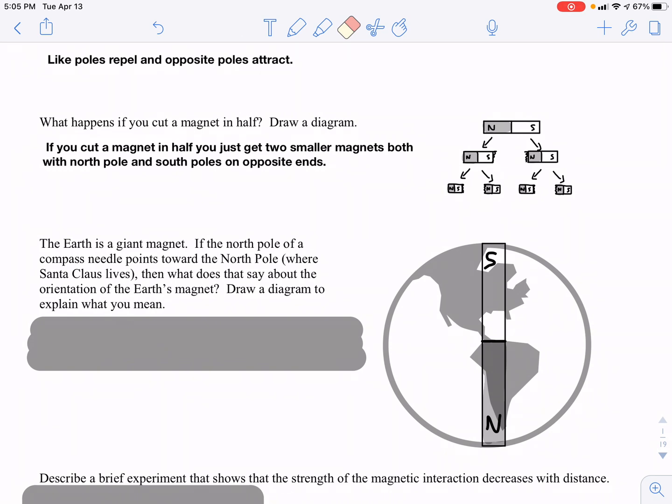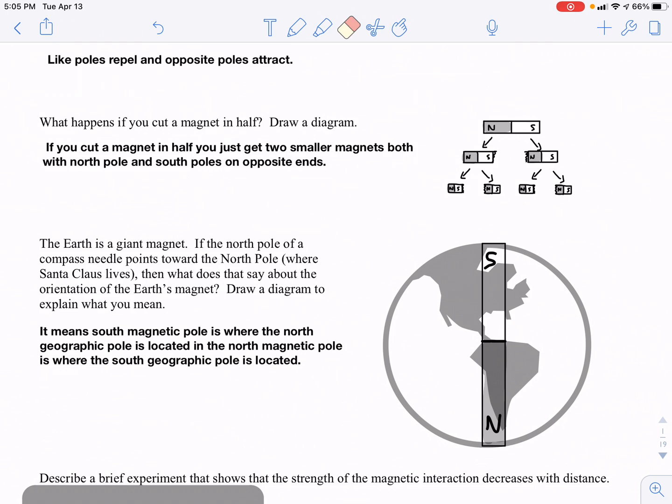The Earth is a giant magnet. If the north pole of the compass needle points towards the North Pole, where Santa Claus lives, then what does that say about the orientation of Earth's magnet? In other words, Earth's magnetic field. Draw a diagram to explain what you mean. Well, it means that the south magnetic pole of the Earth is actually located in the north geographic pole, and vice versa. The south geographic pole is actually Earth's north magnetic pole, creating almost like a bar magnet that looks and resembles this.